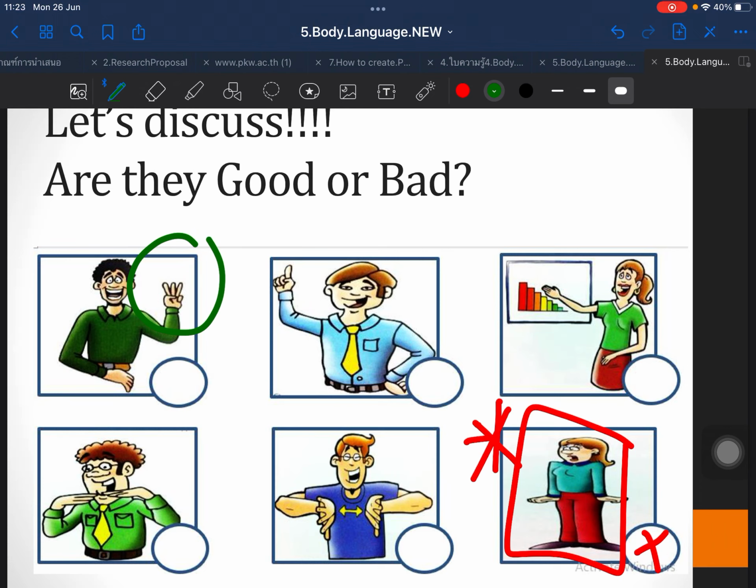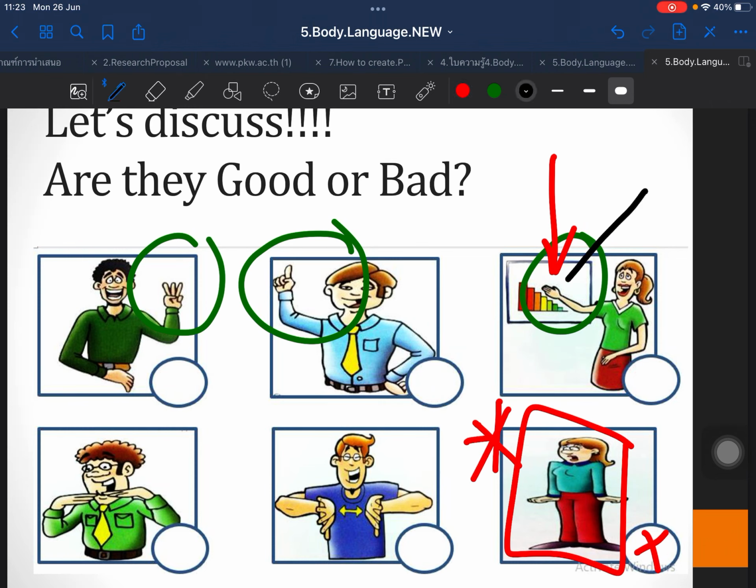But the rest are very good, because the first one, he shows the fingers showing the number. For example, there are 3 topics, right? And also the second one is good because he showed the number, like number 1 or the first topic he would like to present. And the next one, she opened her palm to point out the graph or the picture, anything on the screen. So the easy way is showing the palm like this.